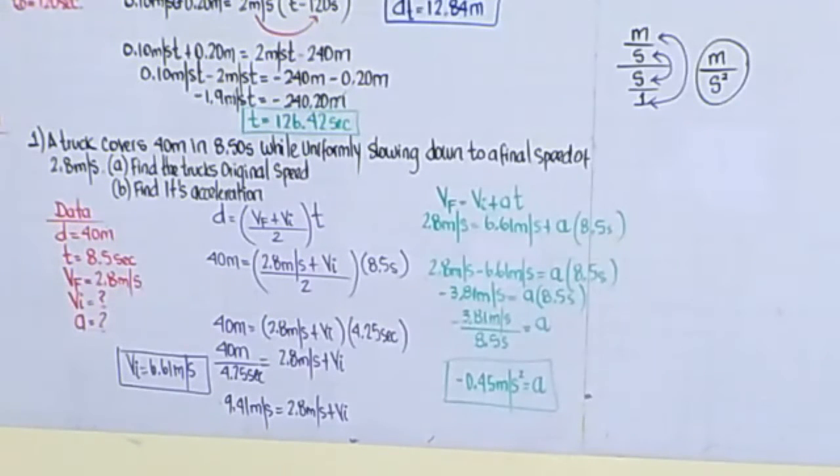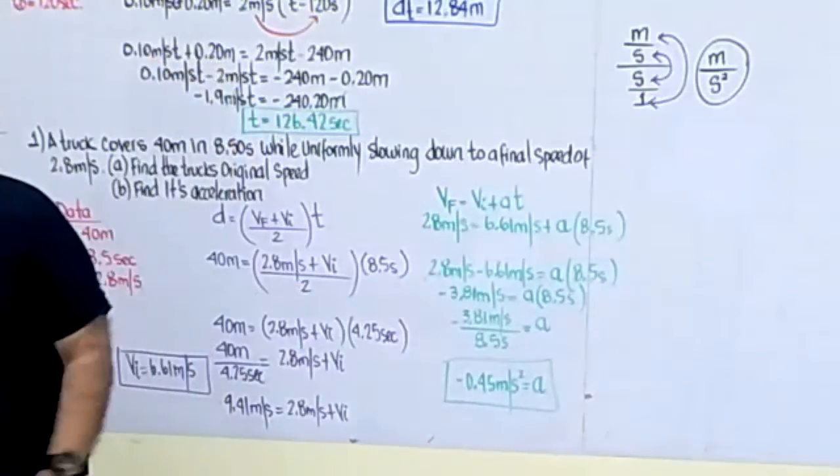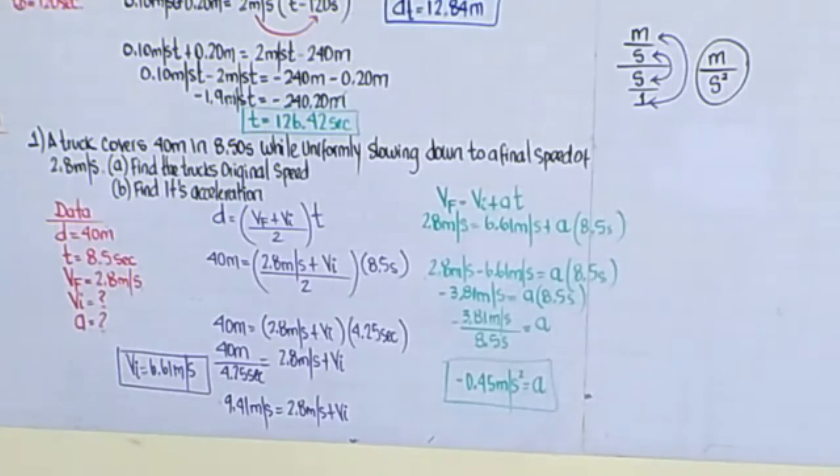Questions? And just to explain a few minutes ago, remember when we have a decrease in velocity, if you see initial velocity 6.61 and final velocity 2.8 meters per second, it is a decrease of velocity. For that reason, the acceleration must be negative because we're braking, slowing down the car. For that reason, we have a negative answer for the acceleration.